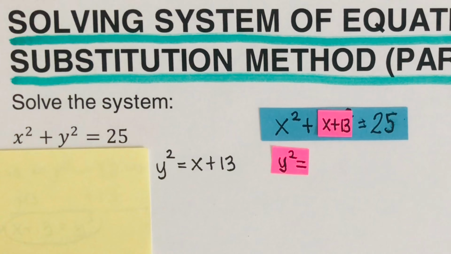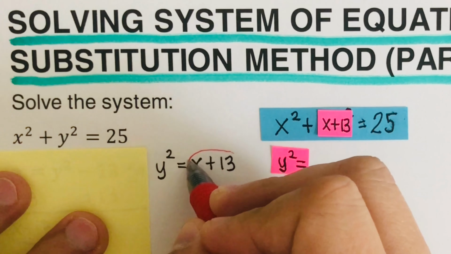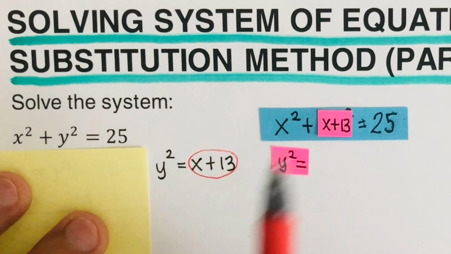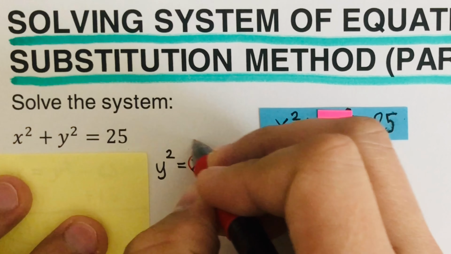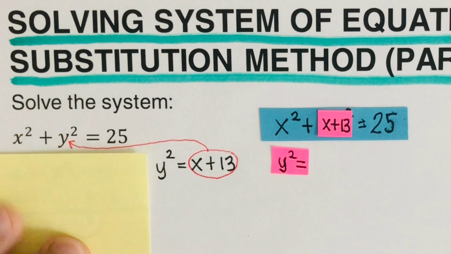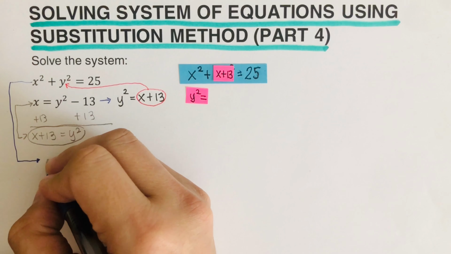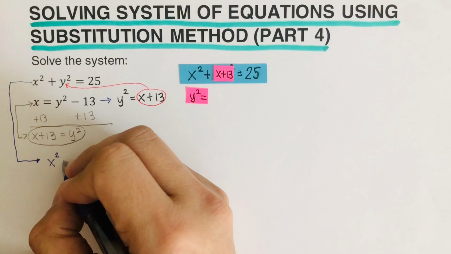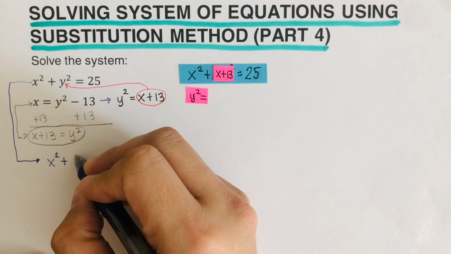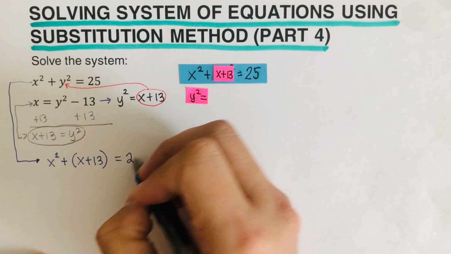What I did was I took this x plus 13. I will use the substitution method. Substitution means I plug in. So I will plug this into the y squared since that is equal to y squared. So our working equation becomes x squared plus, and since they are together, all in purple color, I can just write x plus 13, and that is equal to 25.